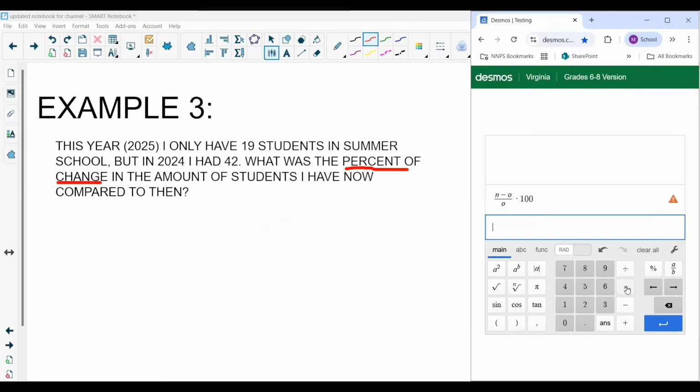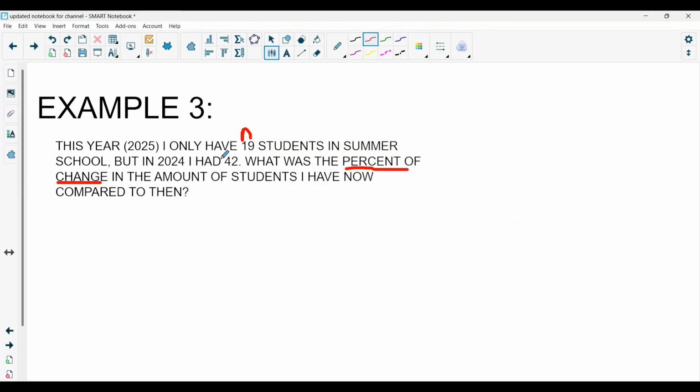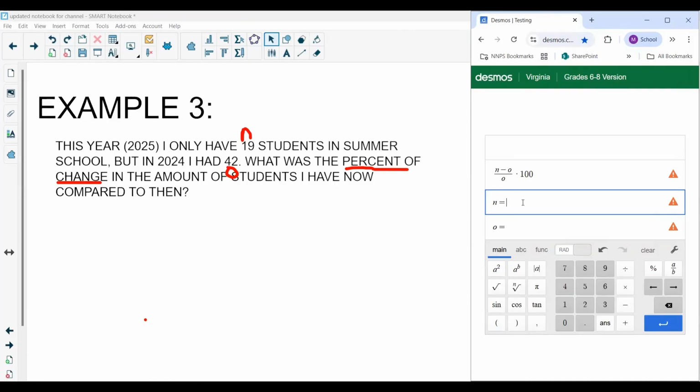My no-O formula. I have N equals and O equals here. I have to find out my new amount and my old amount. So let me go ahead and do that. Okay. This year, which is now, I think that's my new amount. Okay. Last year was last year. That's my old amount. Okay. So my new amount is 19. So I'm going to say N equals 19. And my old amount was 42. So my O equals 42.